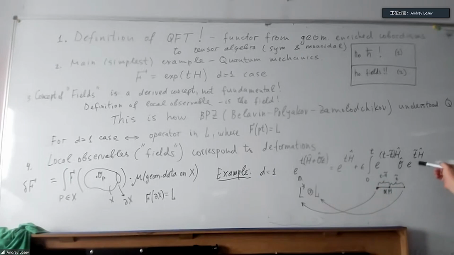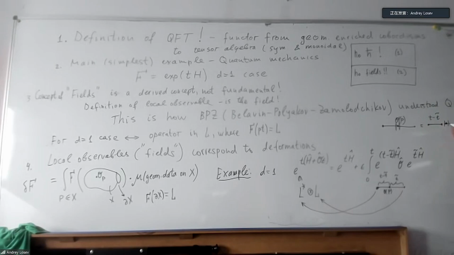You may ask why I wrote this formula. So what should correspond to this? By functoriality, I can cut it here and here. And by functoriality, it is this interval with a distance t minus t tilde.